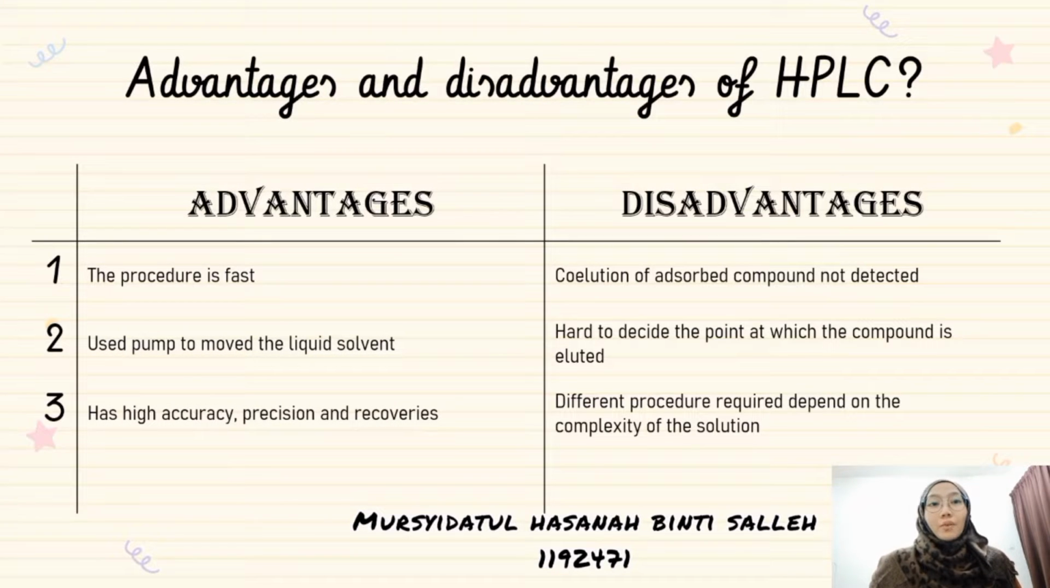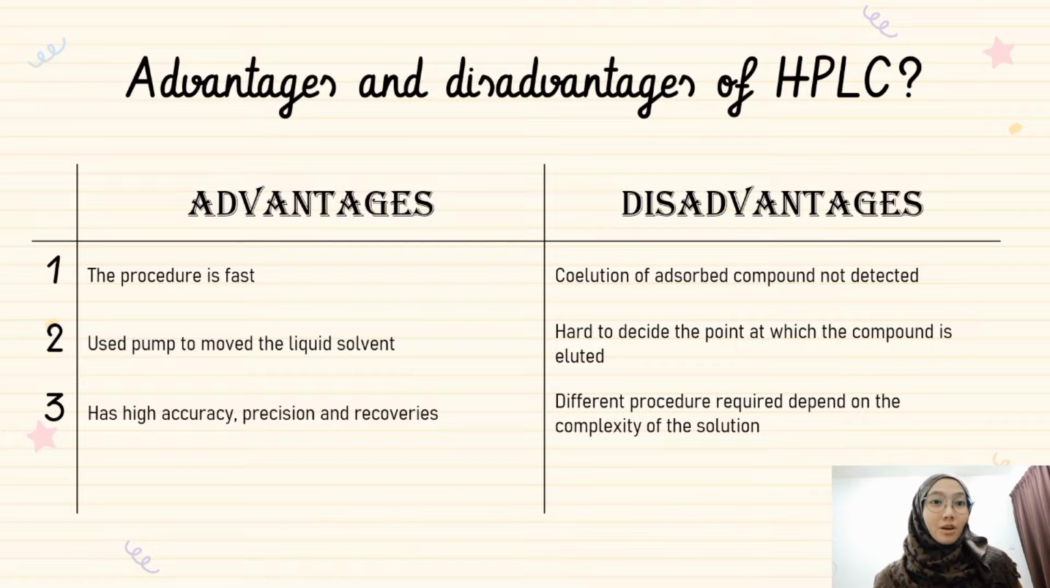Next, I will continue about the advantages and disadvantages of liquid chromatography. The advantages of liquid chromatography are: first, the procedure is fast. It only requires 10 to 30 minutes to complete. Second, instead of depending on gravity, liquid chromatography uses a pump to move the liquid solvent through a solid adsorbent material. And third, liquid chromatography has high accuracy, precision, and recoveries when identifying certain chemical compounds.